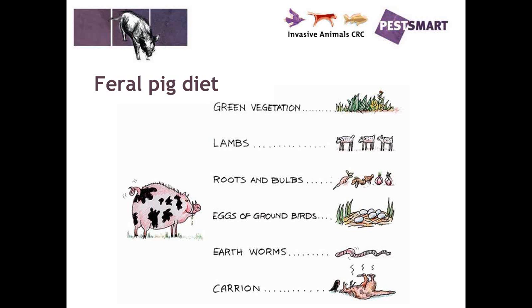Feral pigs will turn over massive areas in search of food overnight and can cause considerable damage. And then you've got carrion consumption as well, so they'll eat dead lambs, sheep, and I guess cattle and all sorts of things if they can find it, and other food scarce.